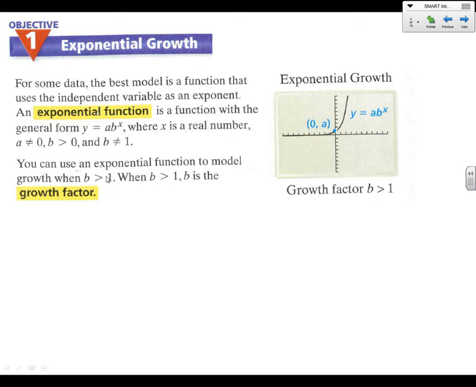If b is bigger than 1, so we can't have fractions here, when b is bigger than 1, b is the growth factor. So the growth factor is how fast we're growing. All right, so let's graph this on our own. What I want you to be able to do on these problems is do a t-table, and the numbers I want you to plug in for x are going to be -3 to +3.